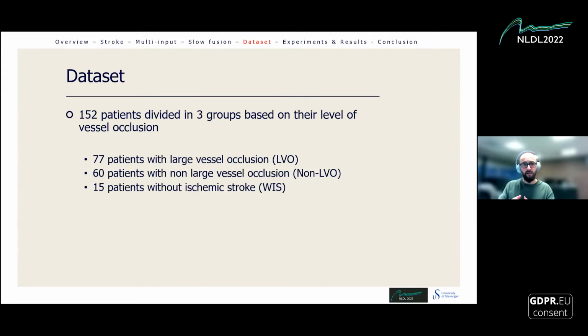Our dataset is composed of 152 patients divided into 3 groups based on their level of vessel occlusion. We have 77 patients with large vessel occlusion, 60 patients with non-large vessel occlusion, and 15 patients without ischemic stroke. They were admitted to the hospital with a suspected ischemic stroke, but they turned out to have nothing. So we have this kind of generalization of the dataset in order to train our network for a more real life situation. We have patients with different levels of severity for the network to be trained with.